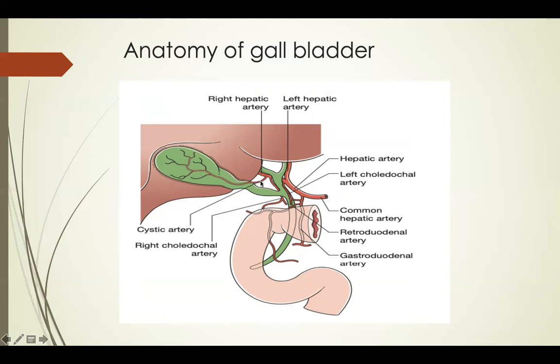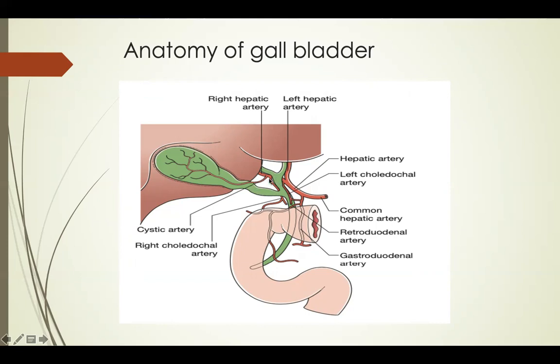What is Calot's triangle? On the medial side it is bounded by the lower end of the liver. On the lateral side, it is bounded by the cystic duct and some part of the gallbladder, and on this side it is bounded by the common hepatic duct. This is called Calot's triangle, with three boundaries: the lower edge of the liver, the cystic duct, and the common hepatic duct.